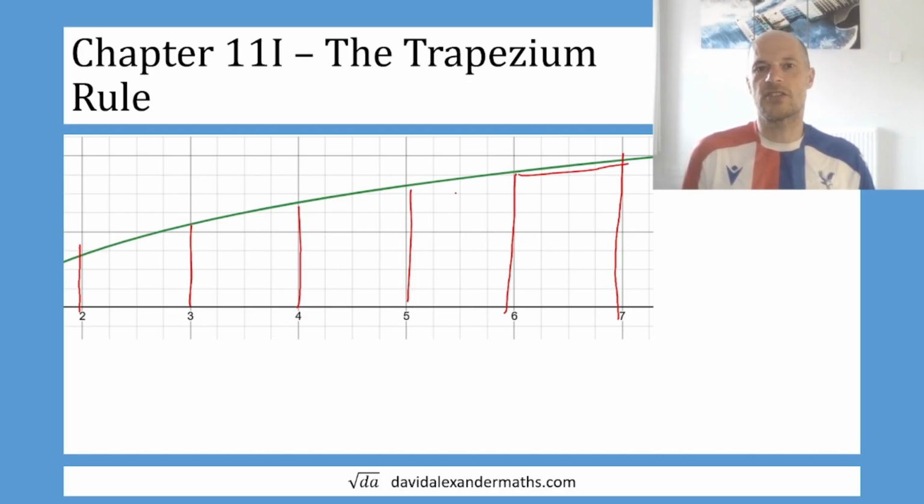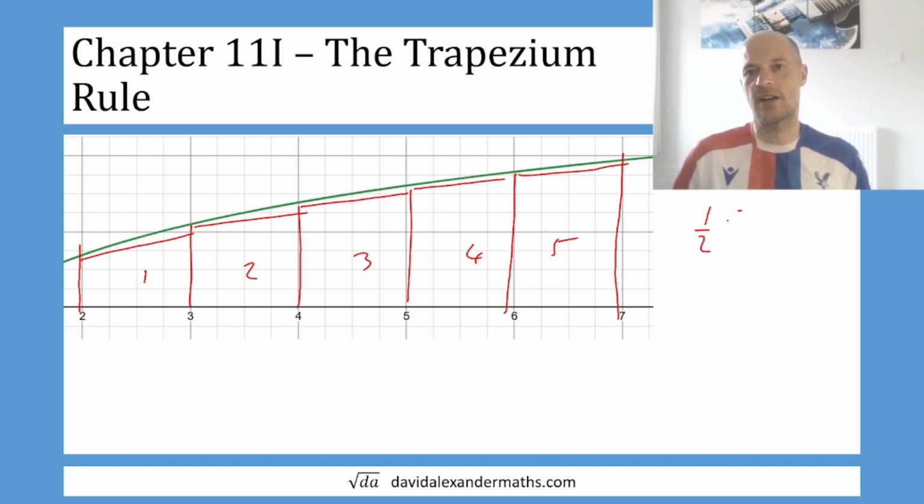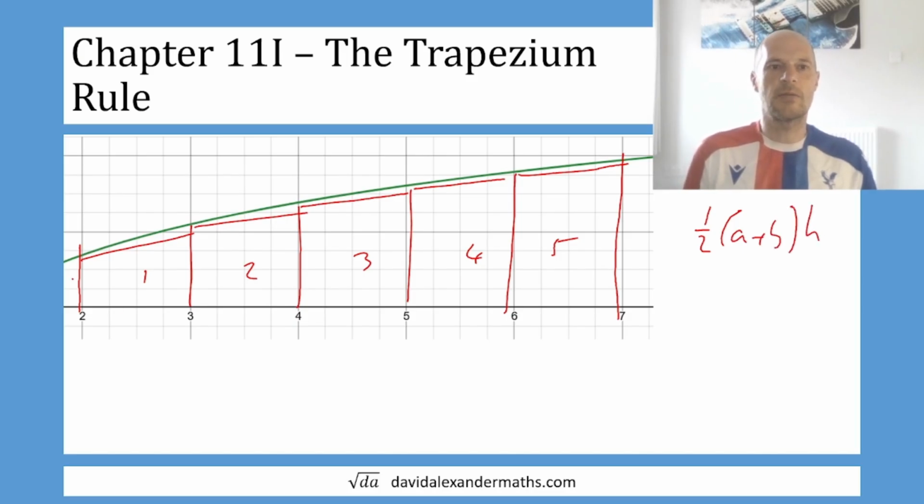So let's just make these into some trapeziums, and we'll call this trapezium 1, trapezium 2, 3, 4 and 5. Now hopefully you know the area for a trapezium is a half of (a plus b) h. So for trapezium 1, let's call this side a and side b. Trapezium 2, this will be b, and we'll call this side c. For trapezium 3, we've got c, and we'll call this side d. And for trapezium 4, we'll call this e, and for trapezium 5, we'll call that f.